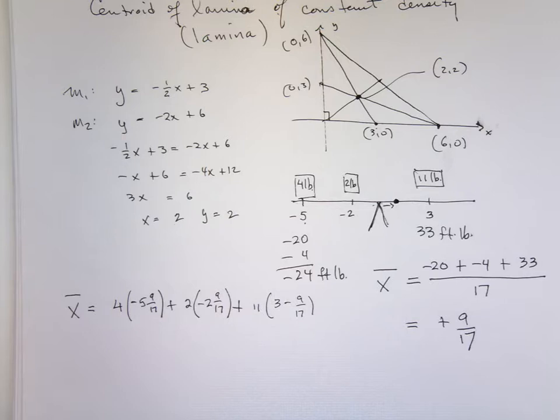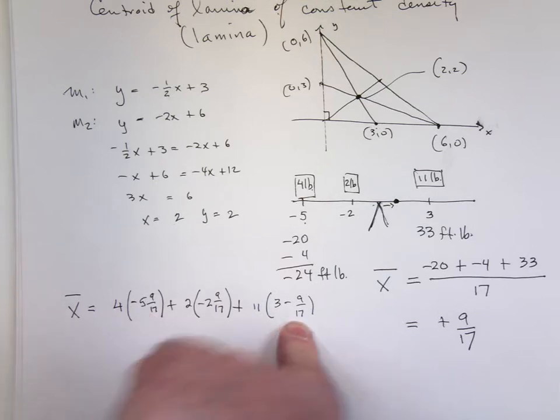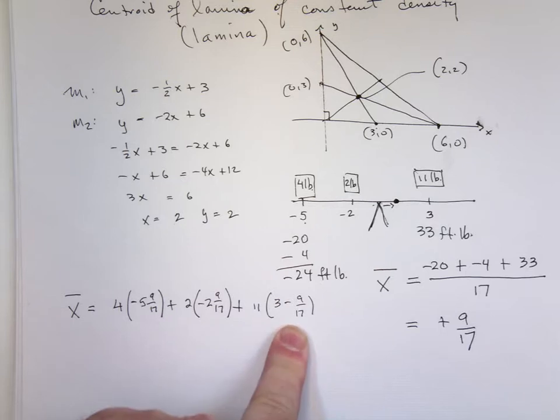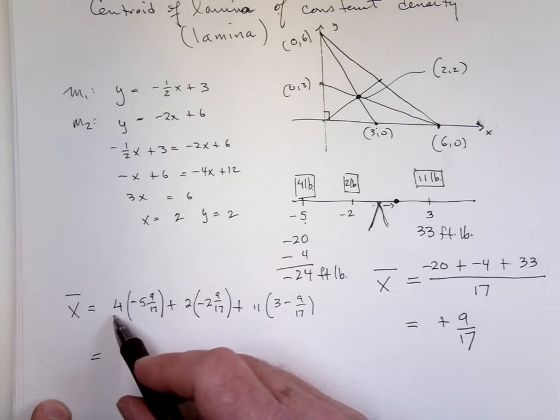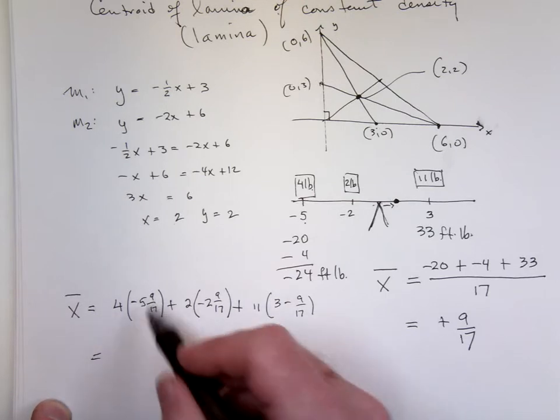No, that's a mixed number. It's -5 and 9/17. Okay. It's not a multiplication. Okay, this is a subtraction because I was too lazy to do the subtraction in my head immediately. Okay. Here we go. So, what is this? Now I have to multiply. So I get -20. Jeez.